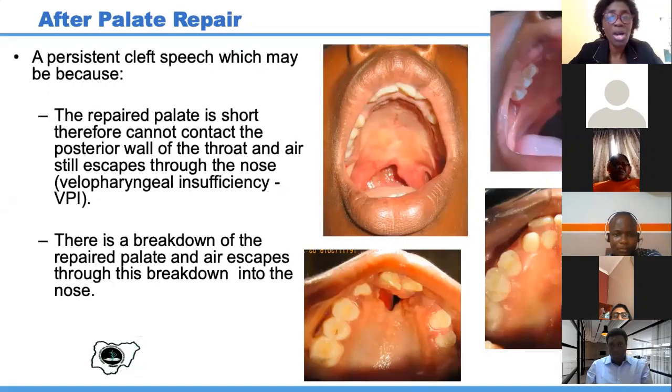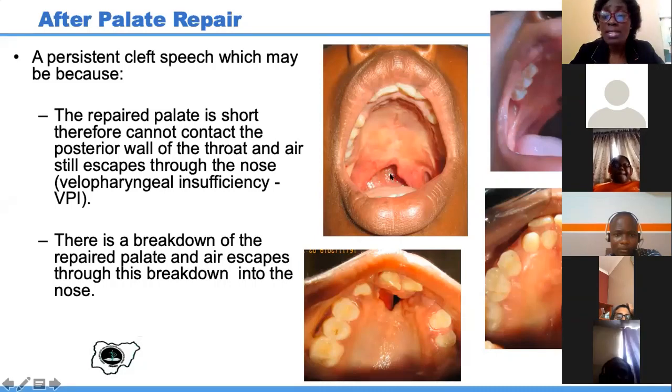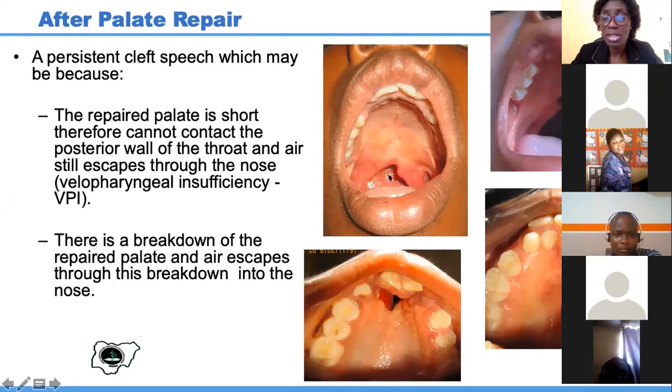Now, other possible outcomes can be a person whose palate is still short, and therefore cannot contact the posterior pharyngeal wall. That is, the defect is still persistent, though smaller, but it's still there. So air will still escape through the nose.